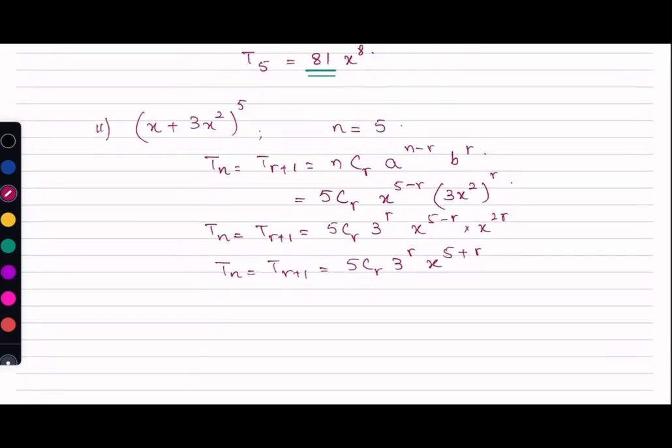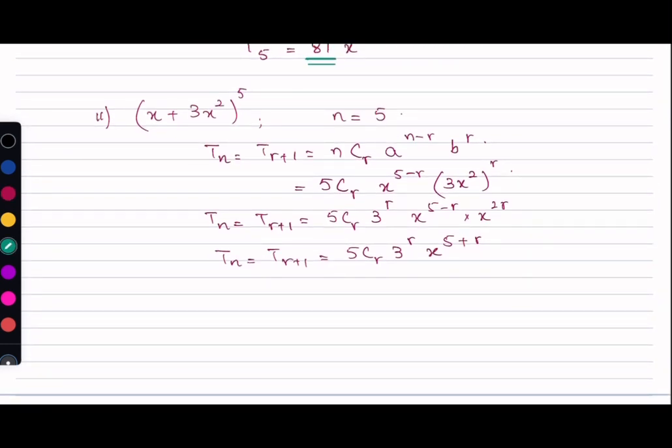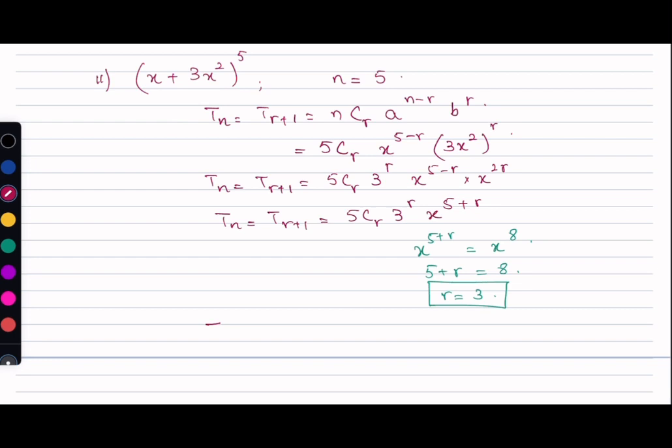So again, I need the coefficient of x to the power 8. Therefore, it's x to the power 5 plus r, which shall be equal to x to the power 8. Or I can equate the powers, the indices. It's 5 plus r, which equals 8, or r then shall be equal to 3. So if r is equal to 3, then that means we are talking about the fourth term in the expansion, which shall have the coefficient of x to the power 8 here.